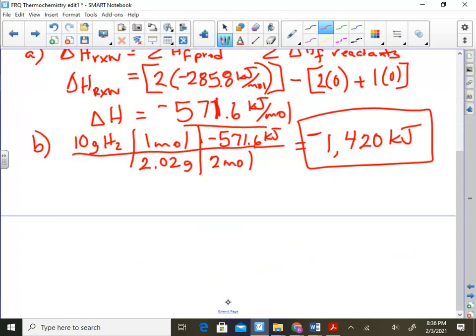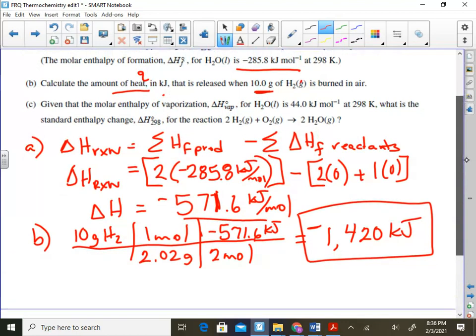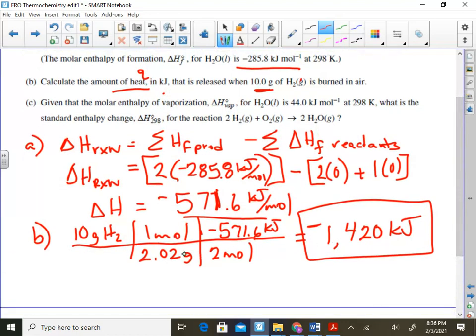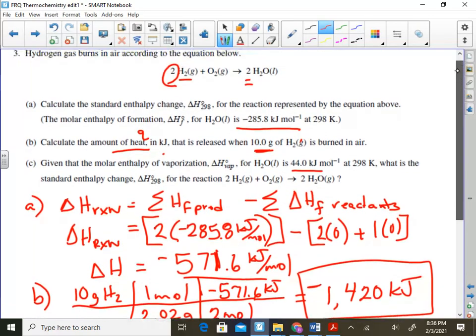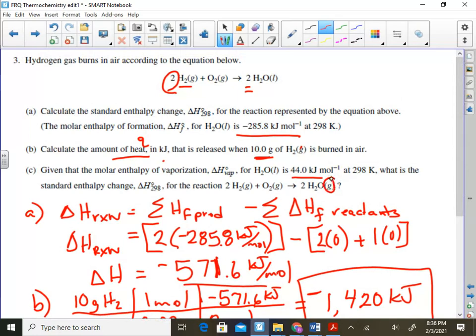Okay. And our last part, part C, this was worth 2 points, 1 for setup, probably the setup for calculating moles, and then 1 for the correct answer. Part C, given the molar enthalpy of vaporization for water, what is the enthalpy change for this reaction? So it's pretty much the same reaction we have above, but the difference is this.